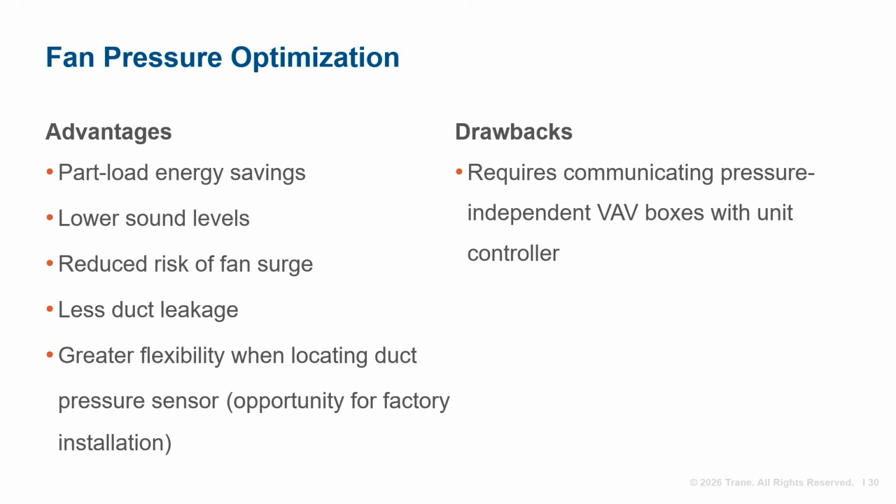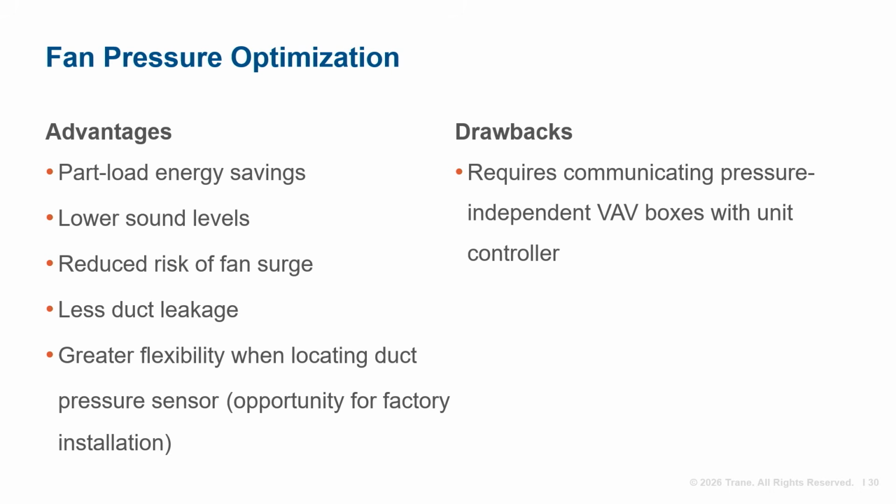A fourth benefit is that by operating at lower static pressures, less air leaks out of the duct system, avoiding further energy waste. And finally, fan pressure optimization allows flexibility when locating the duct static pressure sensor. Because the system controller uses the position of the VAV dampers to reset the static pressure setpoint, the sensor can be located almost anywhere in the supply ductwork.